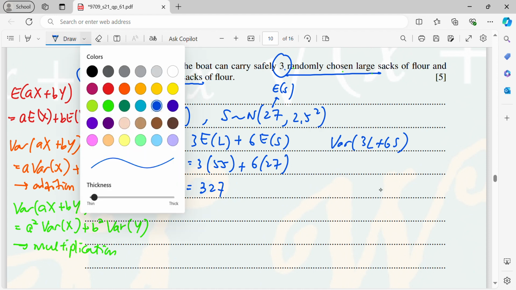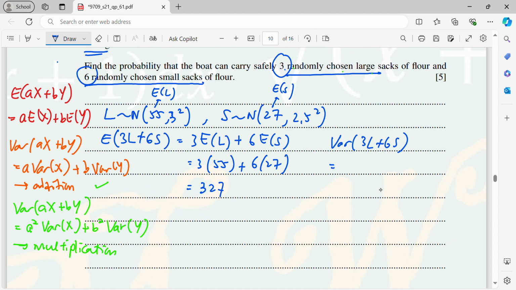So then from here, I will just write this is basically 3 variance large plus 6 variance small. Then just replace the values. You will get 3 times 3 squared plus 6 times 2.5 squared. And this is going to be 64.5.